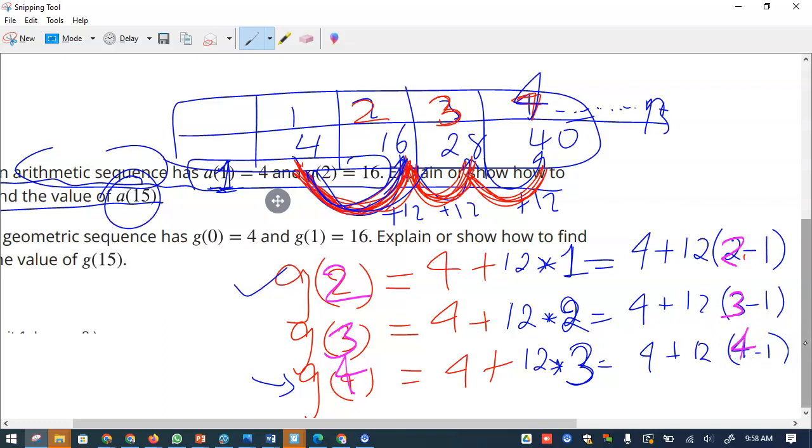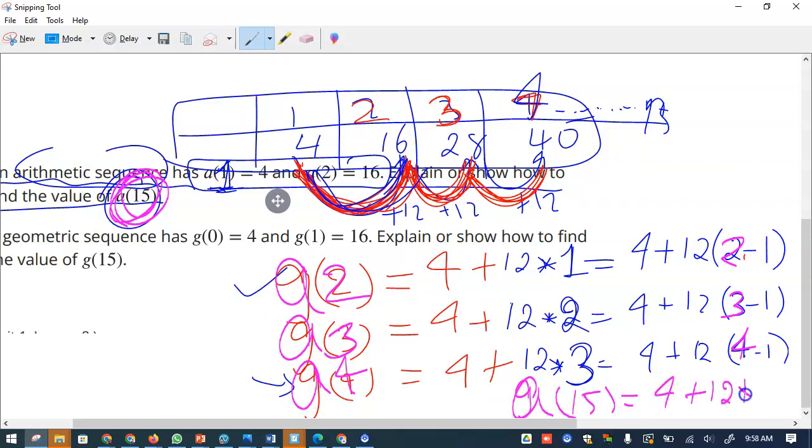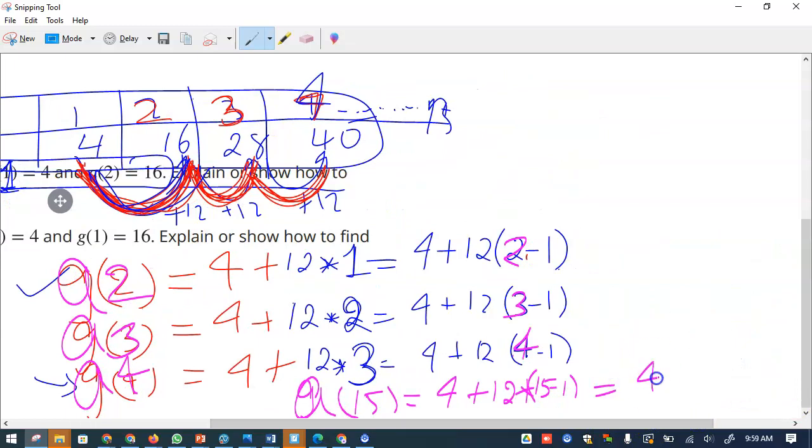And then, therefore, we write A of 15. Now, this is A of 15, right? The first one, arithmetic. So A of 15 will be 4 plus 12 times 15 minus 1. See? And that will be 4 plus 12 times 14. That's how you get the answer, whatever you calculate.